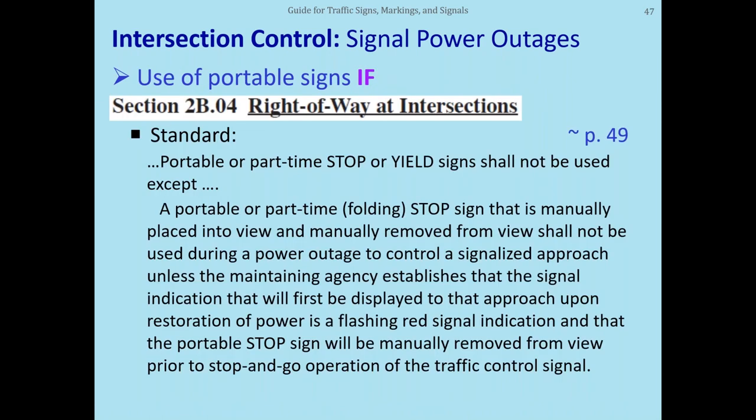There are provisions, and this is one of these rare cases where portable signs are allowed. If you're going to be using a portable stop sign when the signal goes out, you need to make sure that you have a provision to have someone remove that before the signal goes back into operation again, because you don't want your portable stop sign out there at the same time that the signal is displaying red, yellow, green. Should be green, yellow, red, shouldn't it?